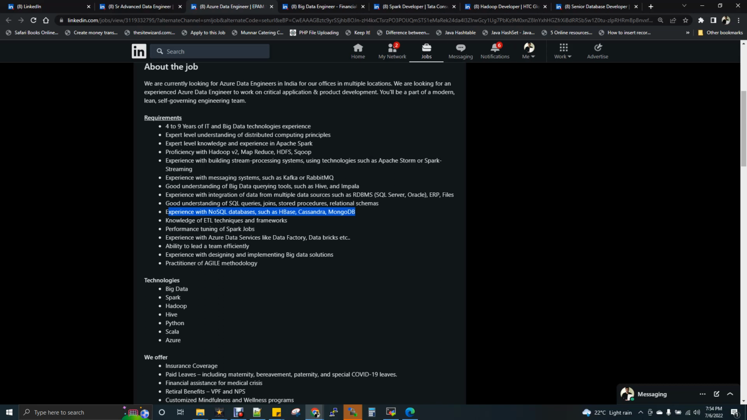They mention the product name. Generically, they won't say, I need knowledge of NoSQL. That means they are not actually using it. To be on the safe side, they are expecting the candidates to have it. So let's ignore this, and if you know any NoSQL, that's completely fine.